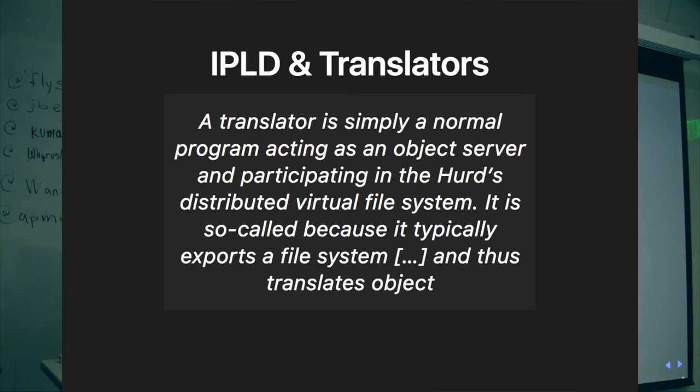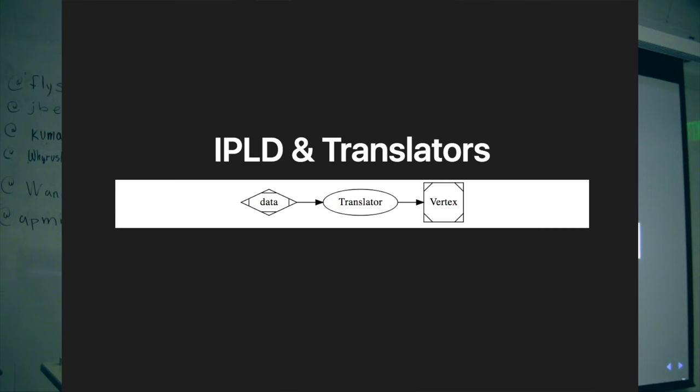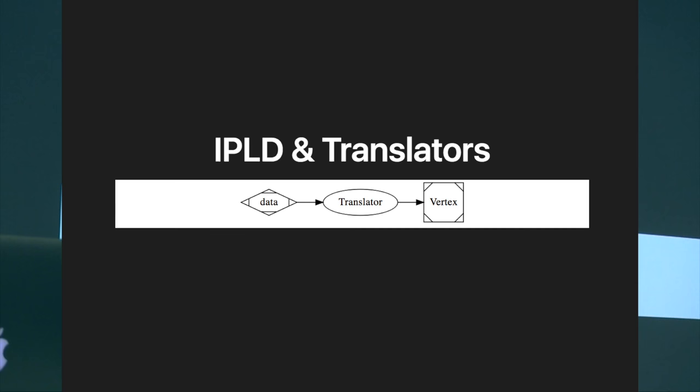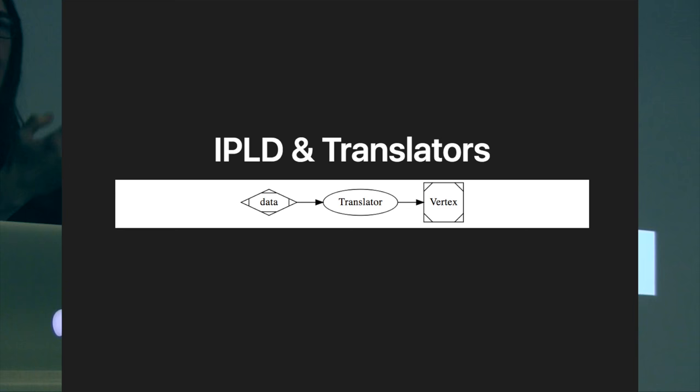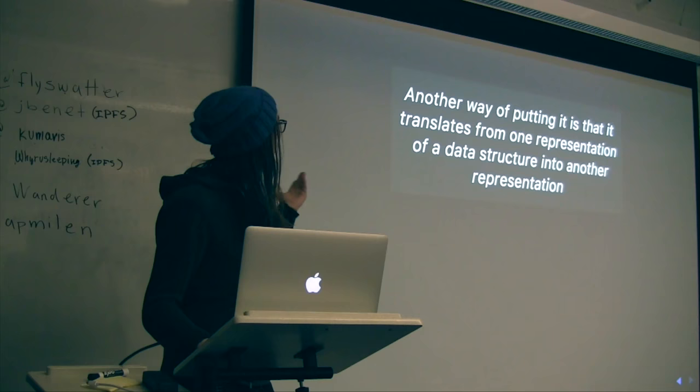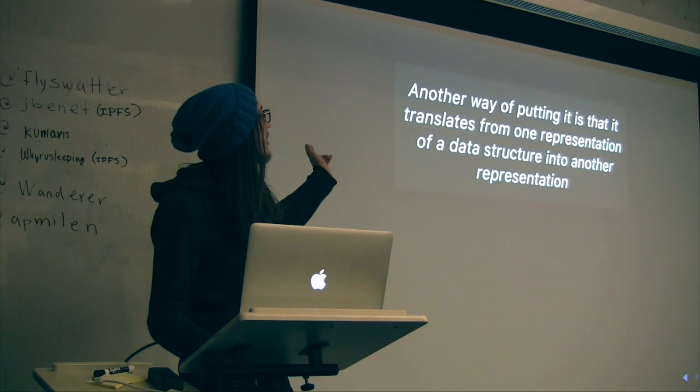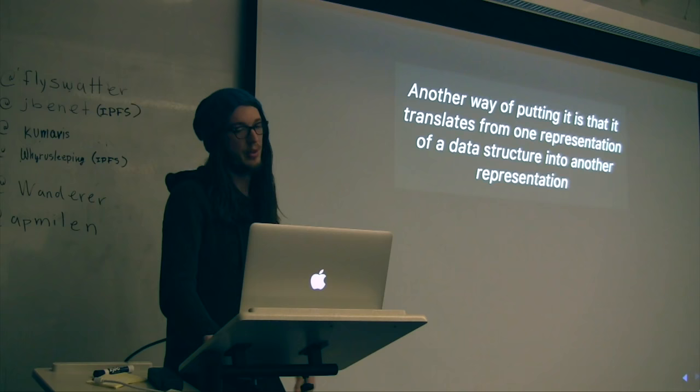And basically what it does is takes in some data, it goes to the translator, and exports a common file system interface. And with something like IPFS or IPLD, you take in some data, you put it through a resolver, or translator here, and you come out with a common vertex. Another way to put it, also copied out of HURD's manual: a translator just translates from one representation of a data structure into another representation. So pretty straightforward.